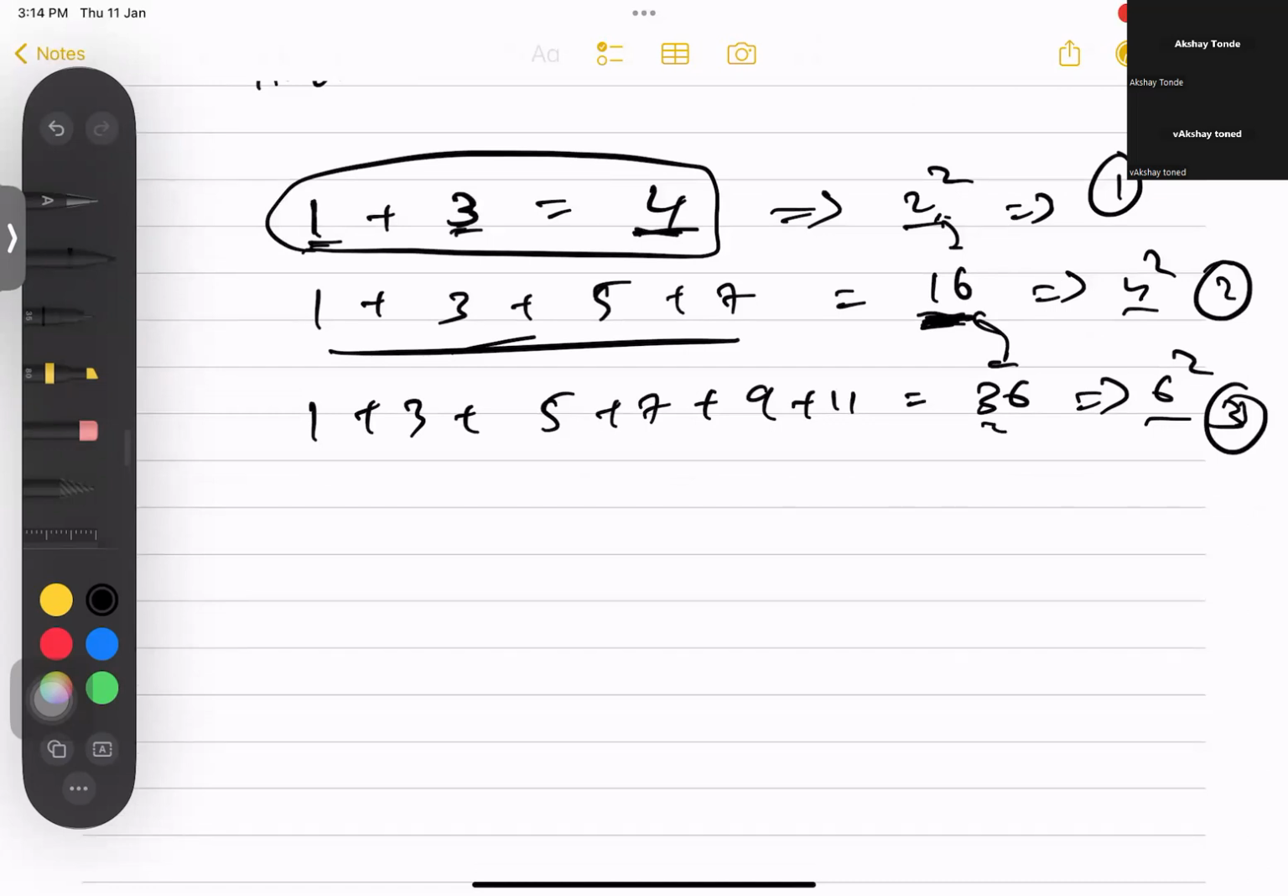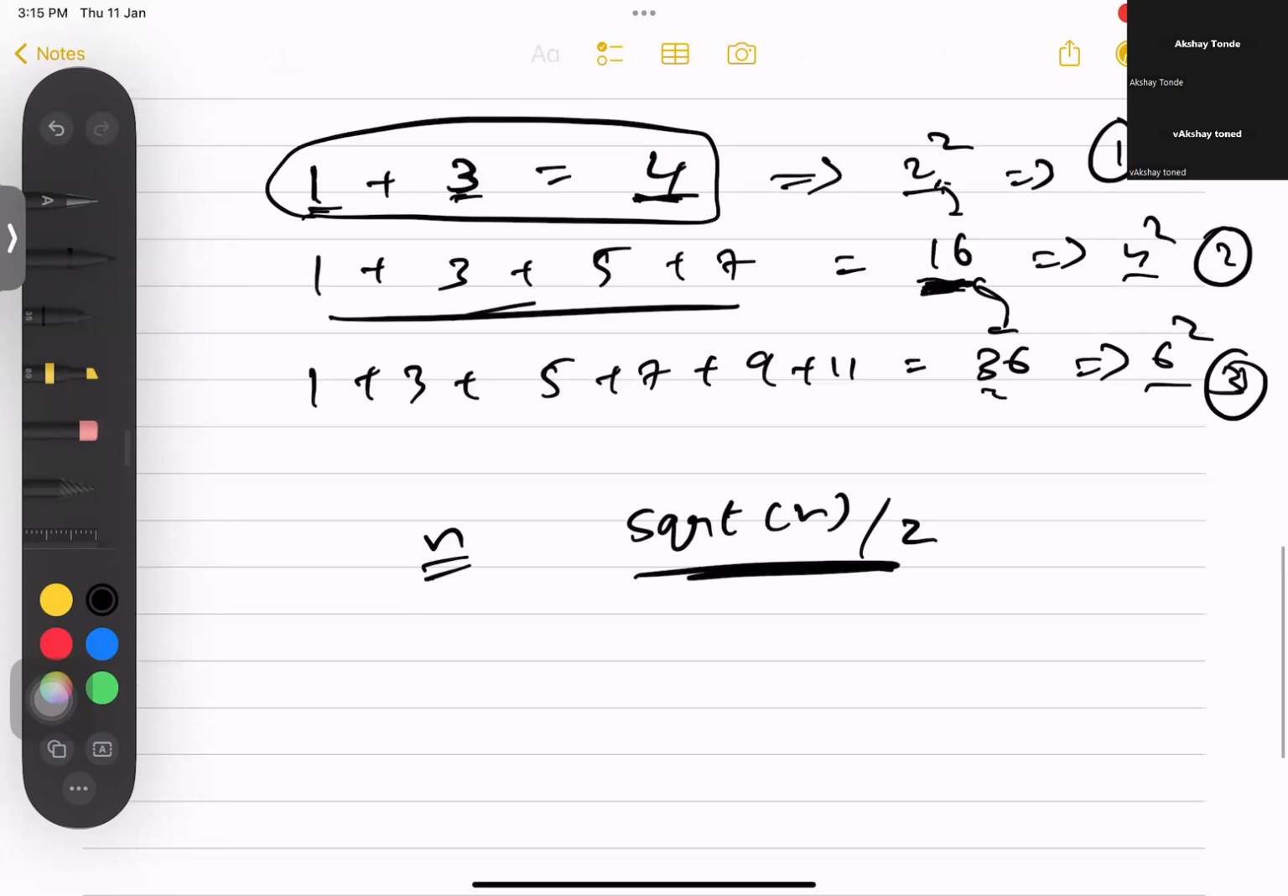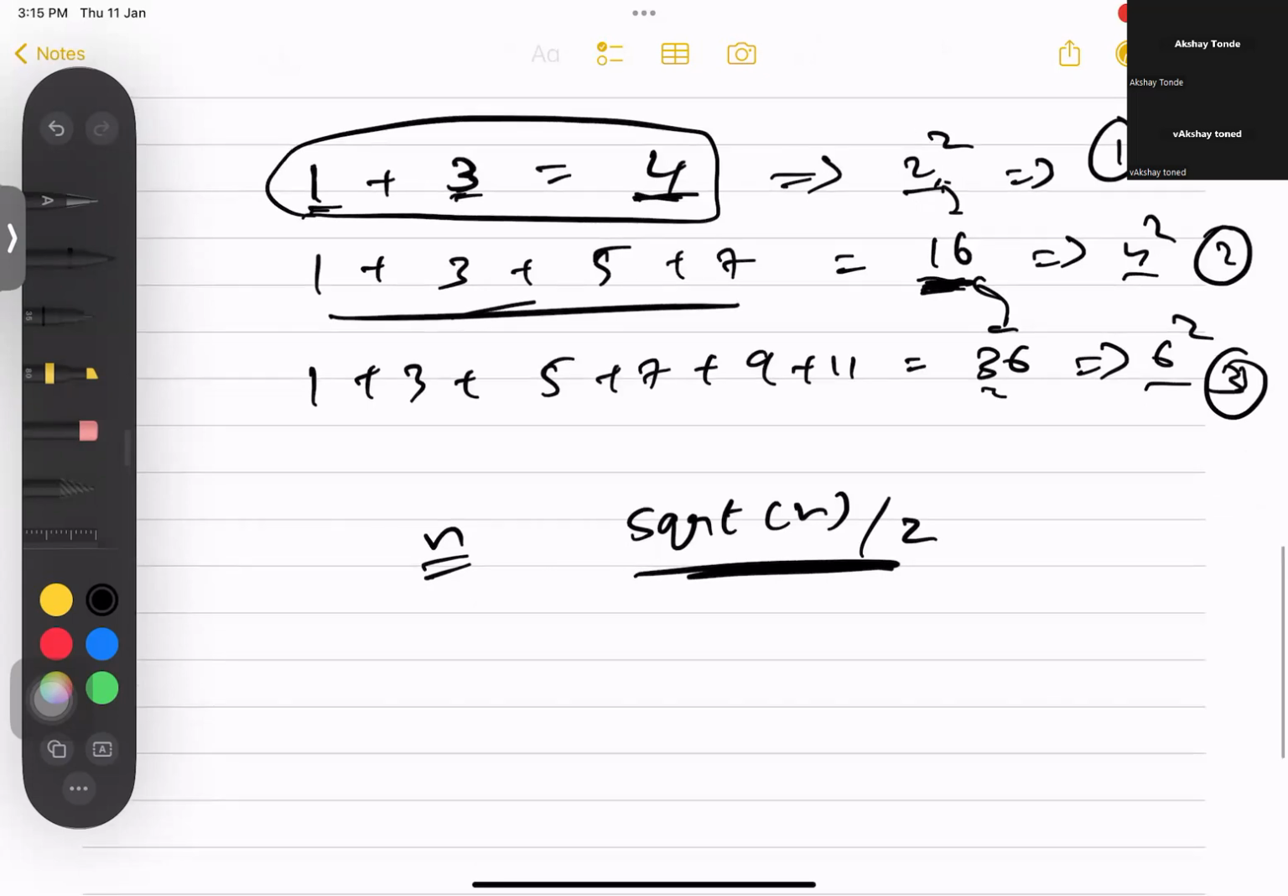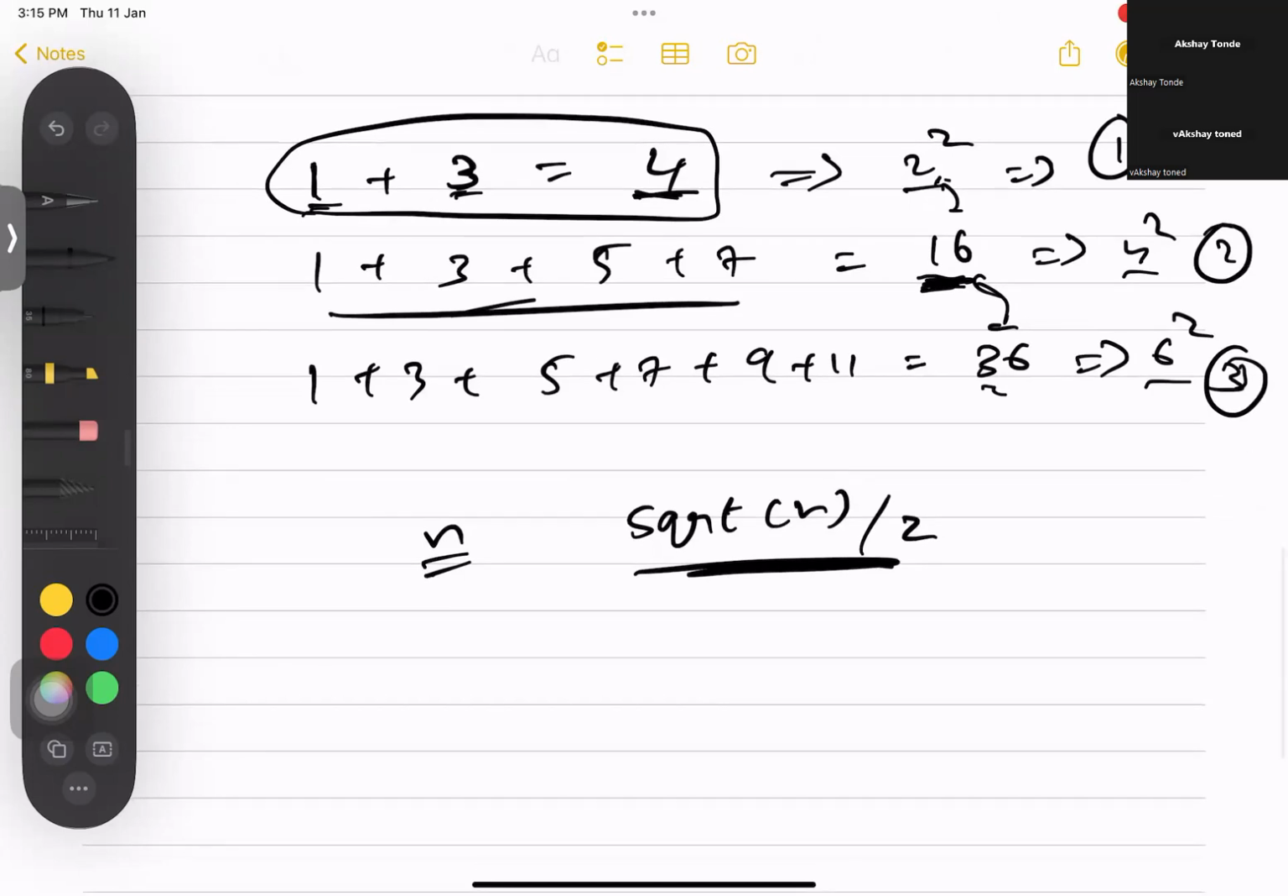Given any even number n, we can just say square root of n by 2. I'll just write by 2 here. Square root of n by 2. And this is basically floor division, right? So whatever number you get, you just round it off to the smallest number, the biggest number closer to it, right? Basically, this is floor division, okay? And this will be the answer.